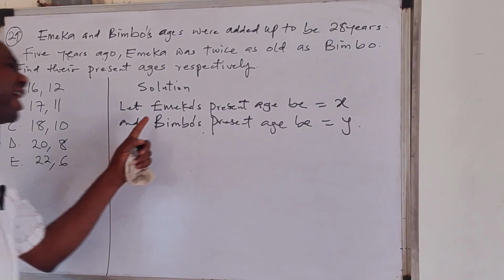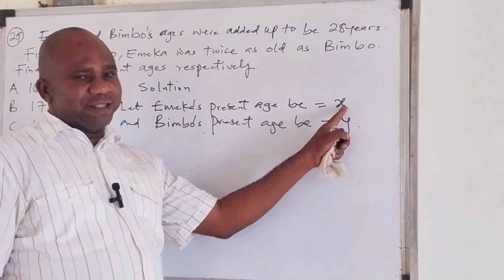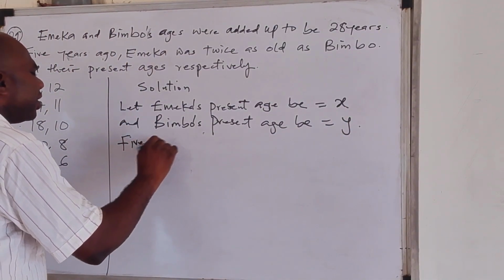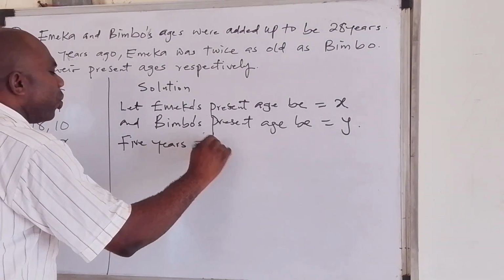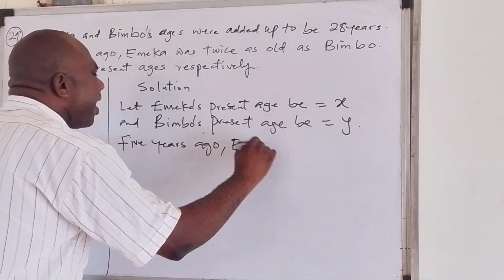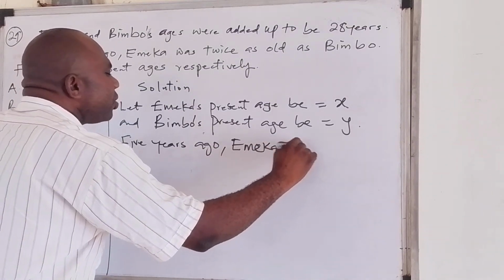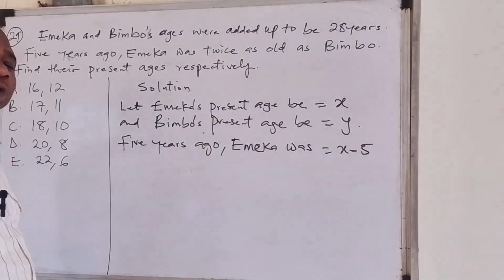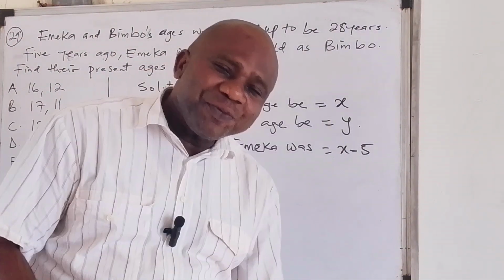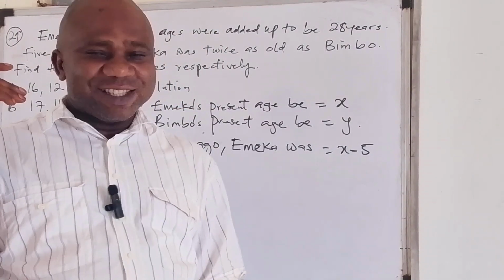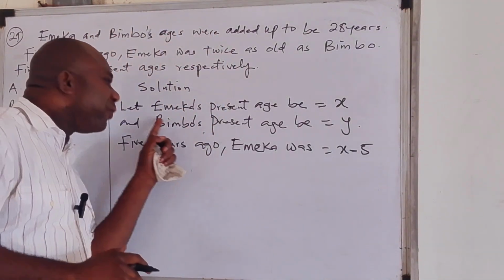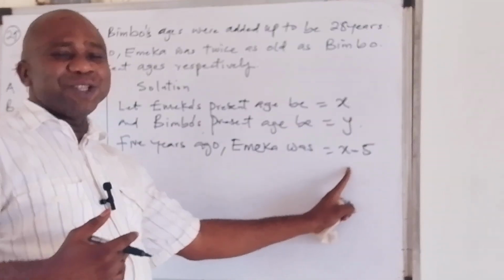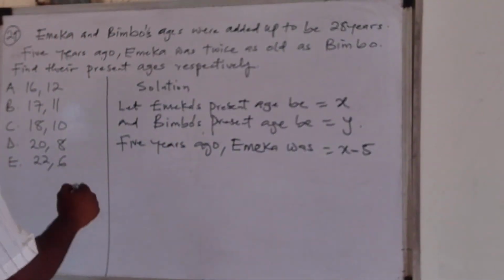So it means if Emeka's present age is equal to x years, that's x years, it means 5 years ago, Emeka was x minus 5 years. Yes. If you are 10 years today, it means 5 years ago you were 10 minus 5 years. So if the present age of Emeka is x years, it means 5 years ago Emeka was x minus 5 years. Now let's figure that of Bimbo.